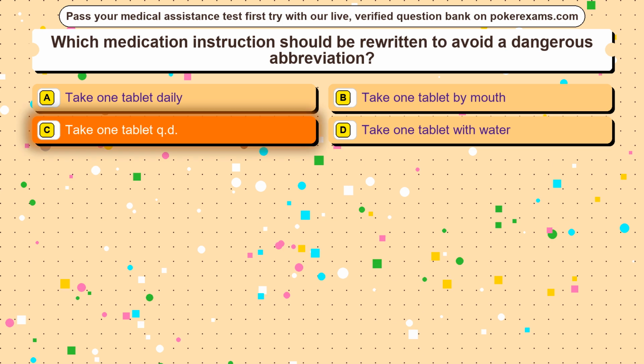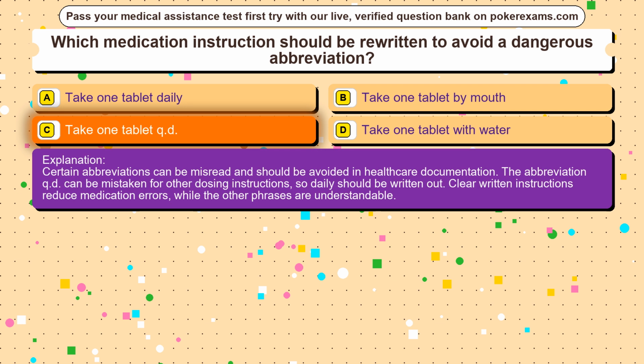The correct answer is option C, take 1 tablet QD. Certain abbreviations can be misread and should be avoided in healthcare documentation. The abbreviation QD can be mistaken for other dosing instructions, so daily should be written out. Clear written instructions reduce medication errors, while the other phrases are understandable.